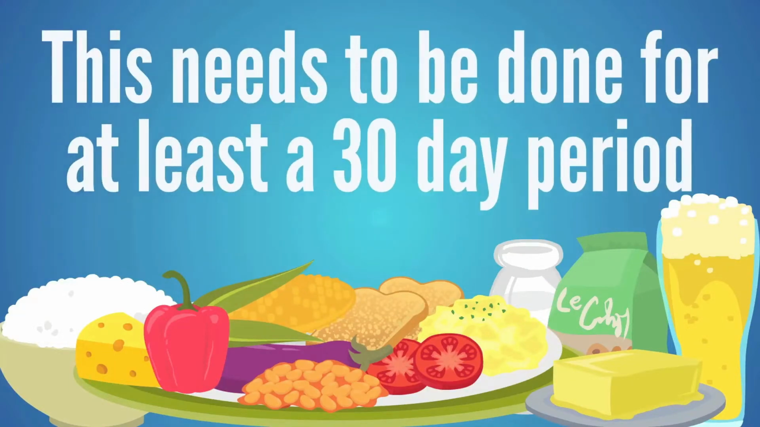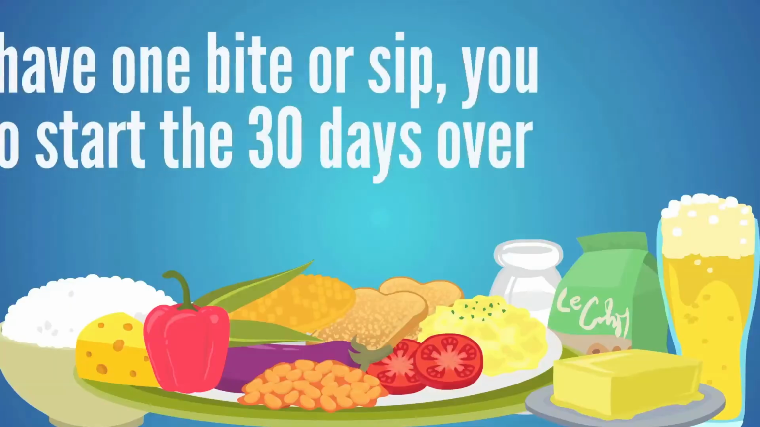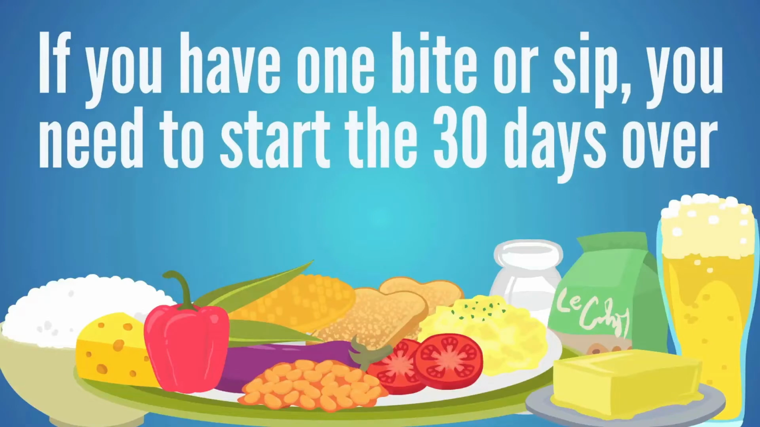That means you have to help them figure out how to not even take one bite, not one sip. That means they need to know all the ingredients in what they're eating. If they go out to a restaurant, they need to ask what's in this. Because if you have one bite of a food that you're eliminating, you pretty much have to start that 30 days all over again.